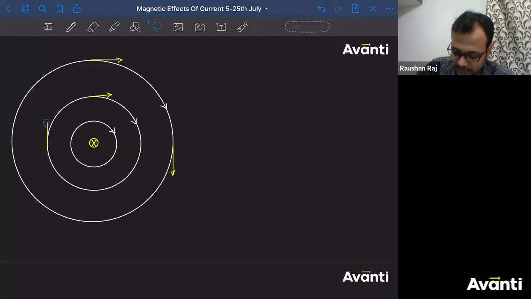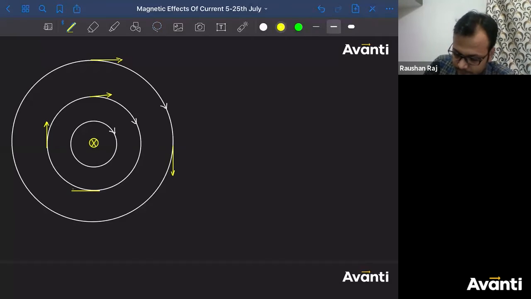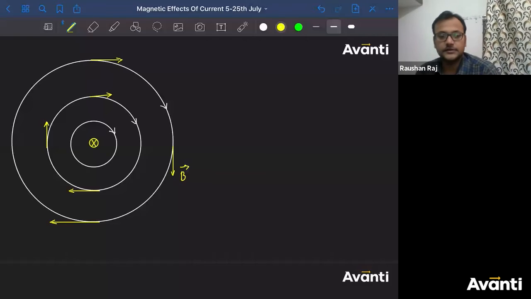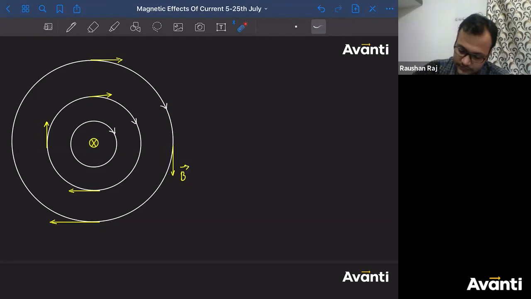Just draw a tangent at that point, but the direction will be along the sense of curling. Same goes for here. Let me draw it here. All right, guys, these are the magnetic field lines. So wherever you want to find the direction of magnetic field lines, just draw the tangent on that circle.